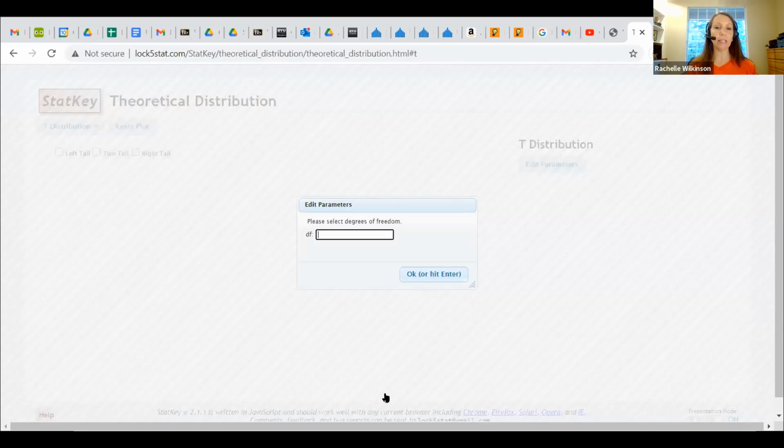Let's say that we collected a sample, and our sample had 58 people in it. Okay, so we took a sample of size 58. So if my sample size is 58, how many degrees of freedom would I have? Yeah, remember degrees of freedom is just equal to n minus 1 for this section. So we would have 57 degrees of freedom. So I would type in 57 right here in the degrees of freedom section.